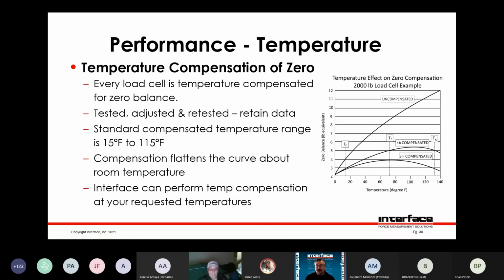This little chart basically shows an uncompensated load cell, one that's compensated at only room and hot temperature, and then one that's compensated at both cold and hot. And the cold-hot compensation flattens it out around room temperature.